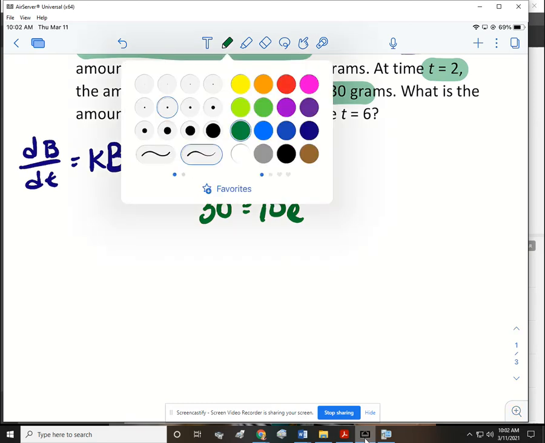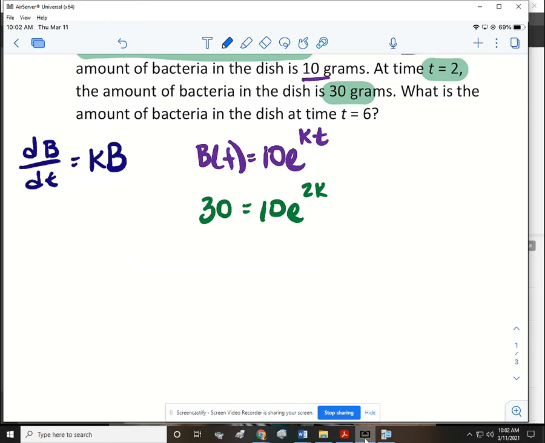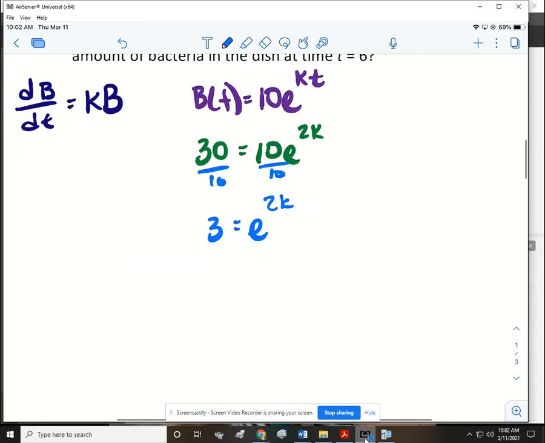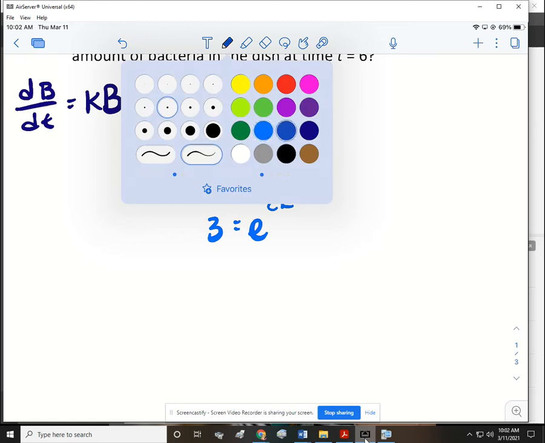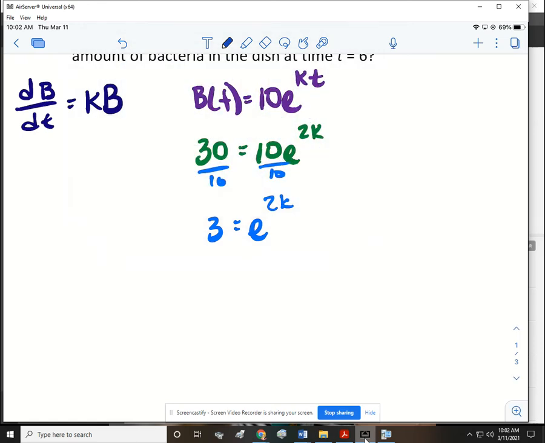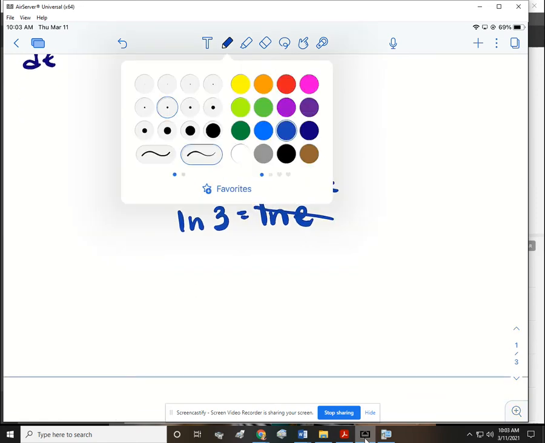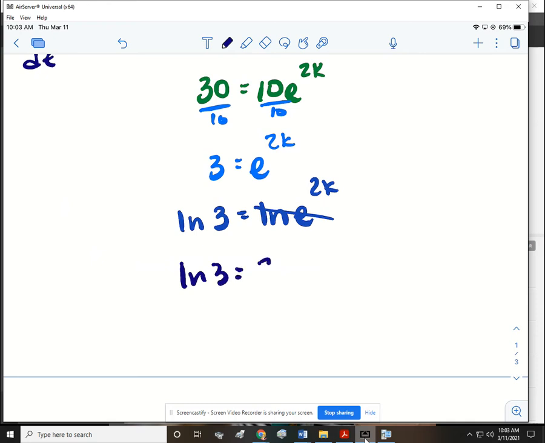All right, and then we haven't done this in a while, but we're going to solve this exponential equation by dividing by 10. And then don't forget that whenever we need to bring down an exponent, we're going to take the natural log of each side. So that cancels that. The 2k comes down, and then when we divide by 2, we get what k is, which is the natural log of 3 over 2.